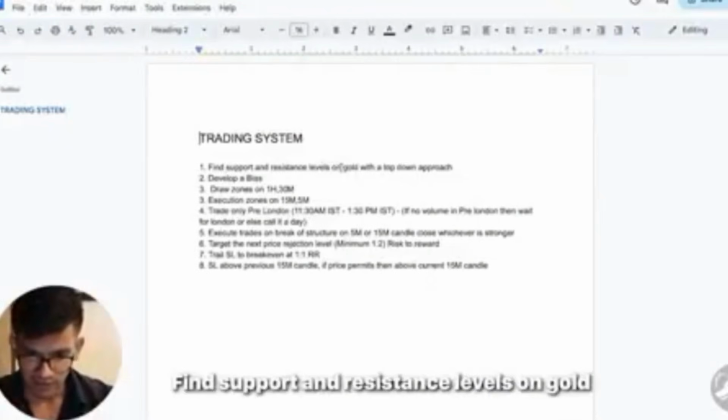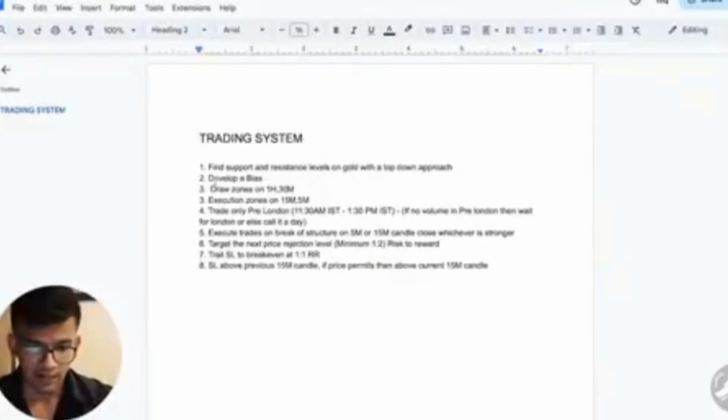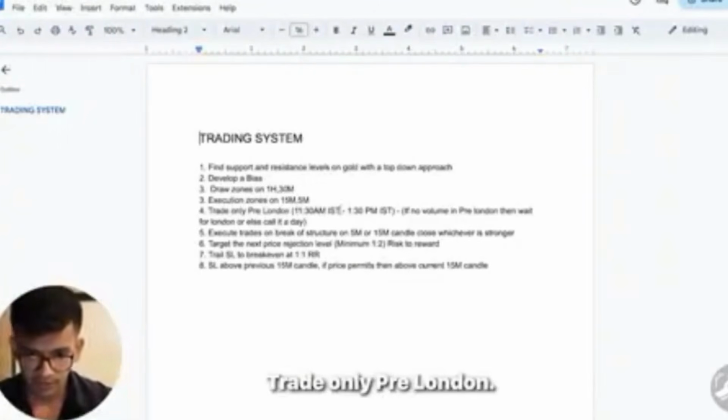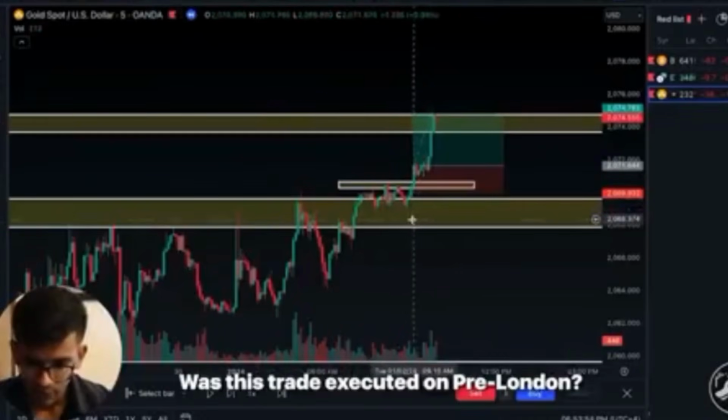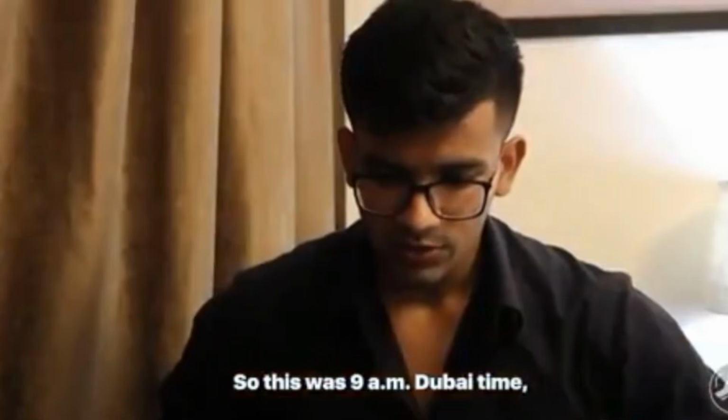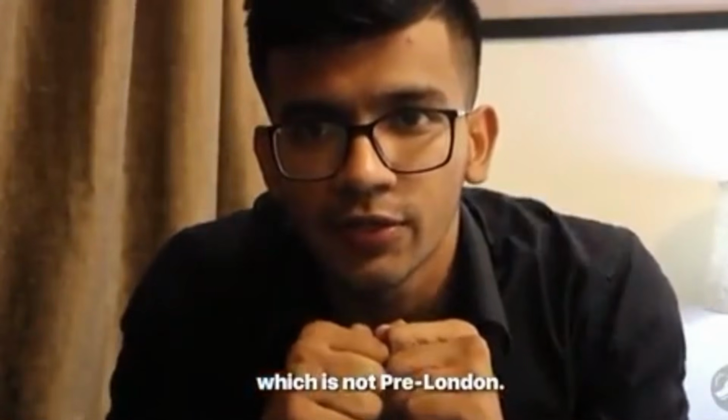Find support and resistance levels on gold with the top down approach. I did that. Develop a bias. I did that. Draw zones on 1 hour, 30 minutes. I did that. Execution zone. I did that. Trade only pre-London. Was this trade executed on pre-London? So this was 9 a.m. Dubai time, which is not pre-London.